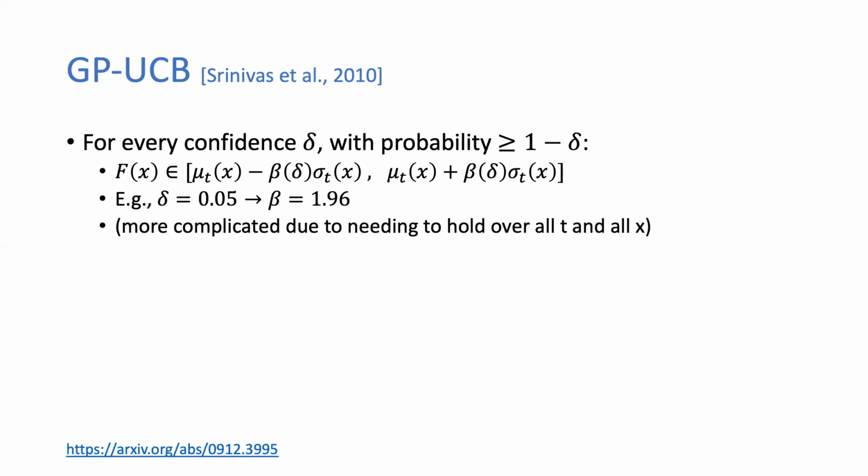For example, if I want a 95% confidence interval, I would set beta to be about 1.96. This is a standard 95% confidence interval. Here I'm trying to relate delta, this confidence, to the choice of beta, which is the trade-off factor that you put in front of the sigma. In reality, this is more complicated because we need this to hold over all time steps and over all x. But the idea is that there's a relationship between some target confidence and the choice of this beta.